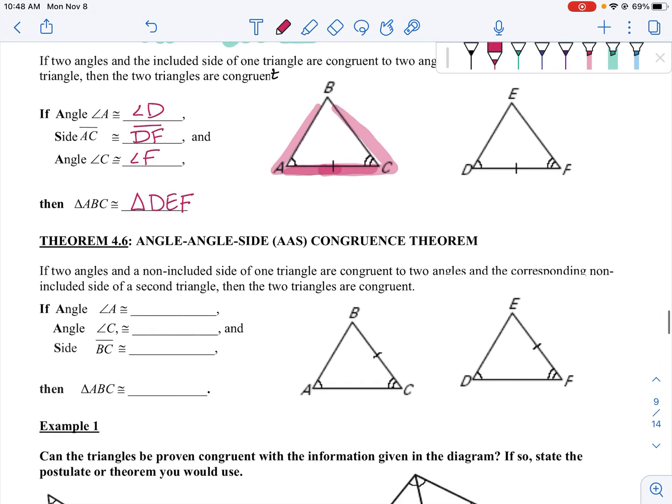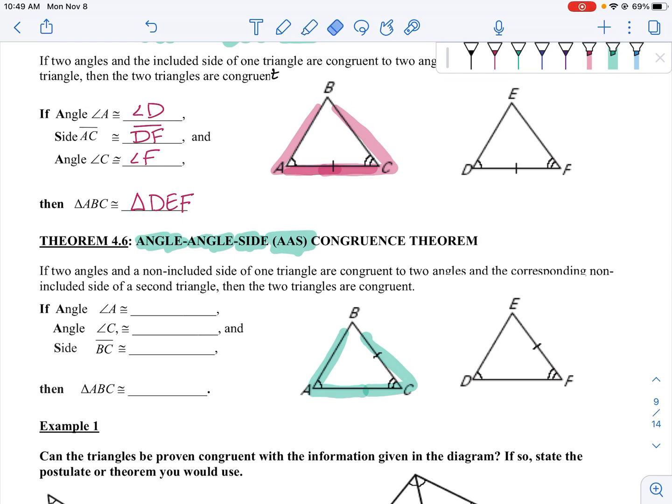All right, so then next I've got angle, angle, side. Angle, angle, side, abbreviated AAS. If two angles and a non-included side of one triangle are congruent to two angles and the corresponding non-included side of a second triangle, then the two triangles are congruent. So not included. If I trace over my two angles, A and C, I only go over the segment one time rather than two, like I did for that included side up above.